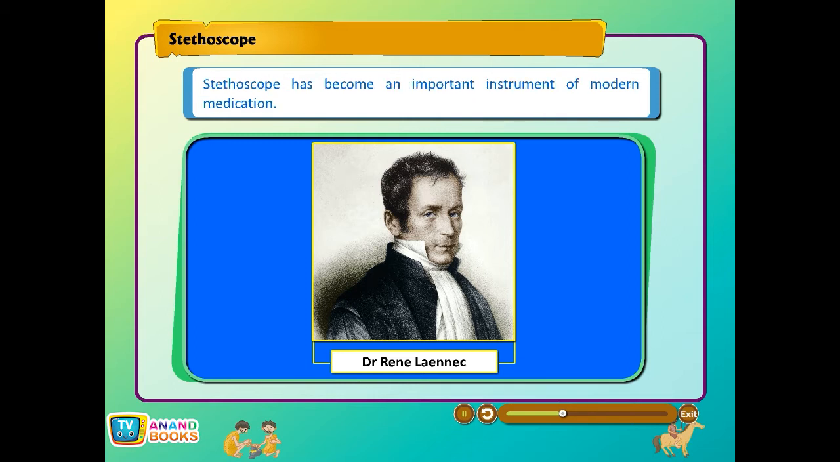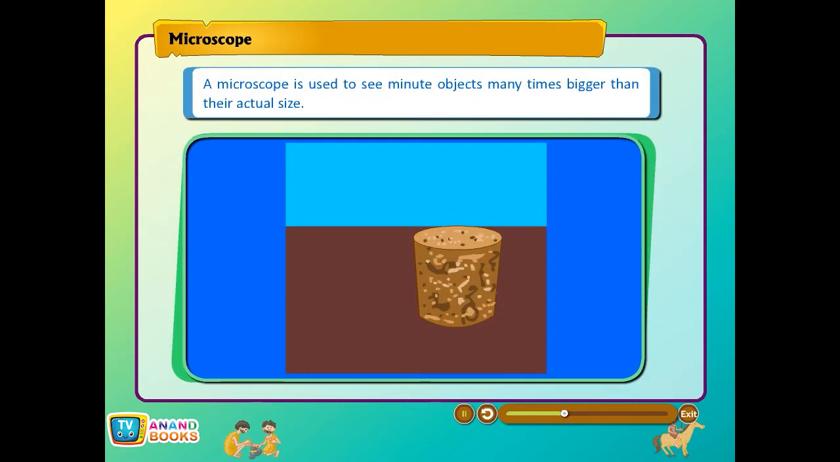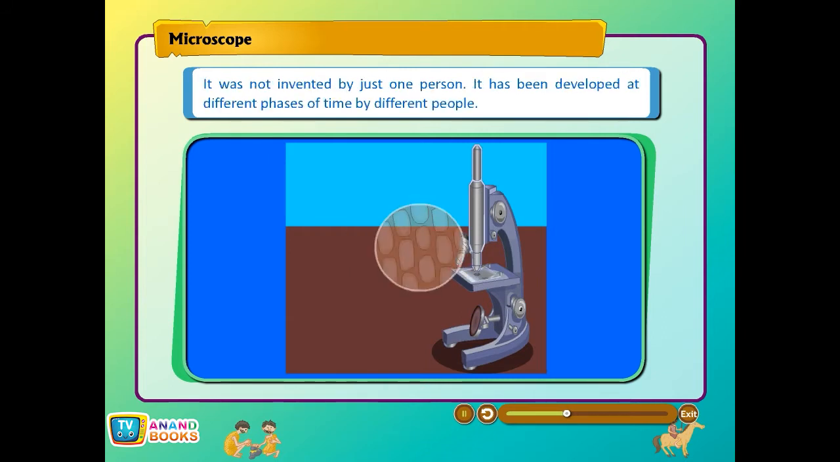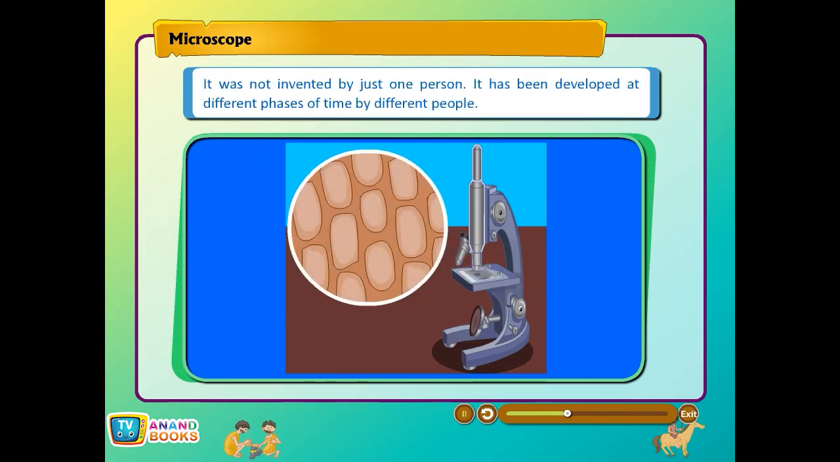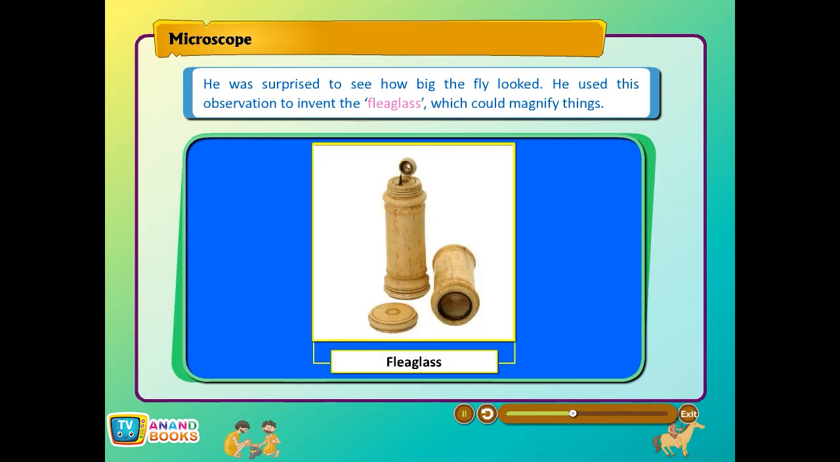Stethoscope has become an important instrument of modern medication. Microscope. A microscope is used to see minute objects many times bigger than their actual size. It was not invented by just one person. It has been developed at different phases of time by different people. Once the owner of an optician shop in Holland happened to look at a fly through two lenses placed one behind the other. He was surprised to see how big the fly looked. He used this observation to invent the flea glass, which could magnify things.